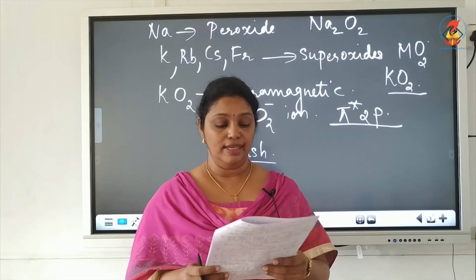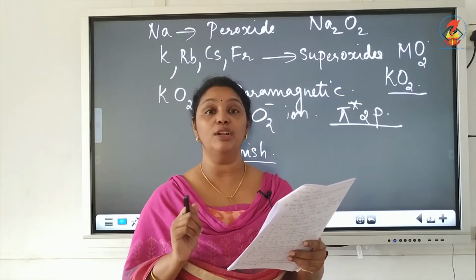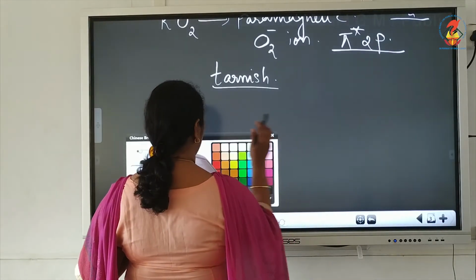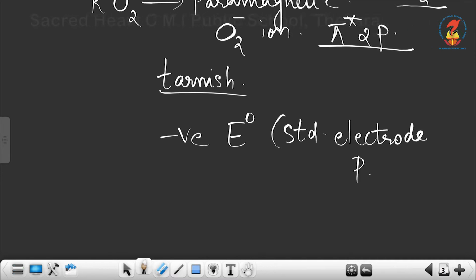Now, next question is, although lithium has the most negative E0 value. Now, E0 means standard electrode potential value.